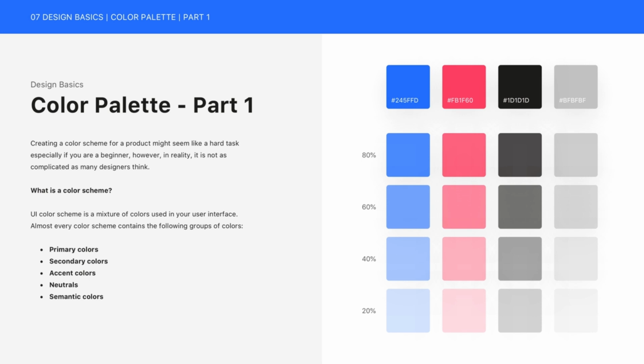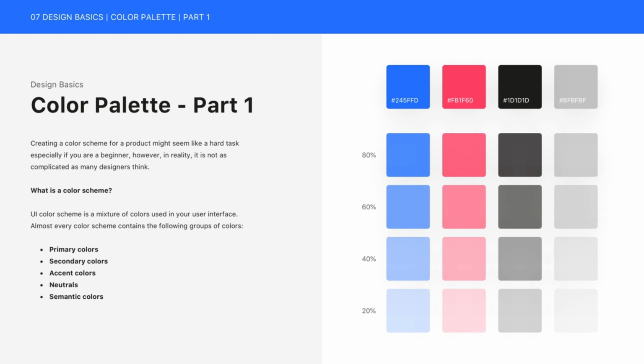Creating a color scheme for a product might seem like a hard task, especially if you are a beginner. However, in reality, it's not as complicated as many designers think. What is a color scheme? UI color scheme is a mixture of colors used in your user interface.